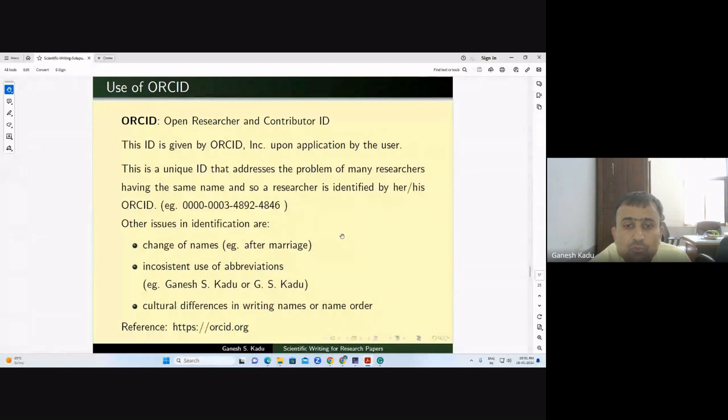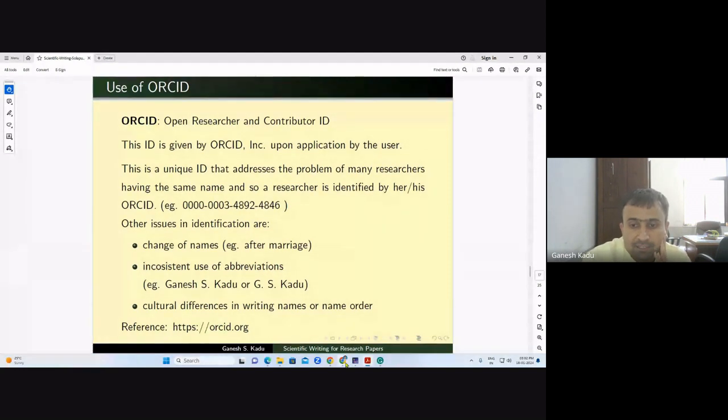Then there is inconsistent use of abbreviations. Sometimes in some papers I write Ganesh S. Kadu, in some other papers I write GS Kadu. So it is not clear to the reader whether Ganesh S. Kadu and GS Kadu are the same or different. Then there are cultural differences in writing names or name orders, and that also creates problems. So to avoid this, you can create this ORCID ID and quote it in your paper.